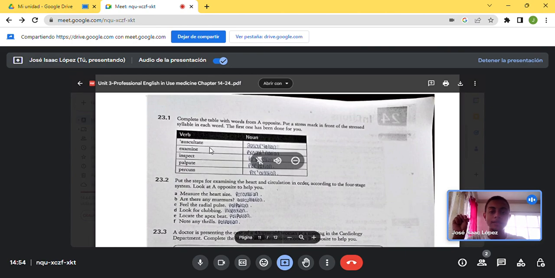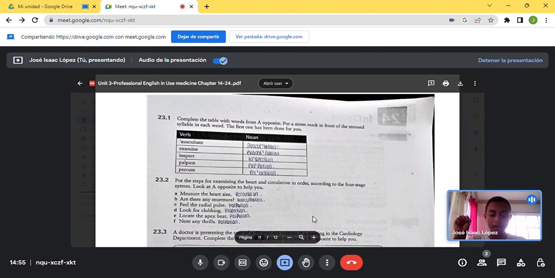Number one is auscultate, auscultate. The noun is auscultation. The verb is examine, and the noun is examination. Inspect, inspection. The other is palpate, palpation. Percuss, percussion.